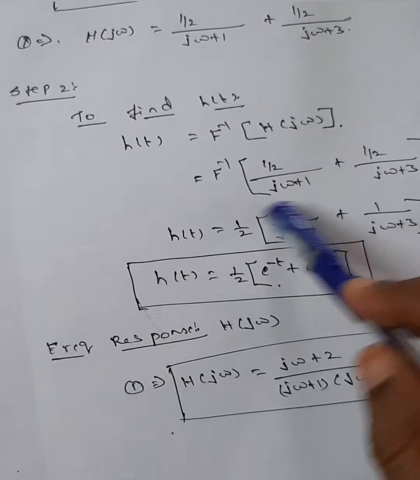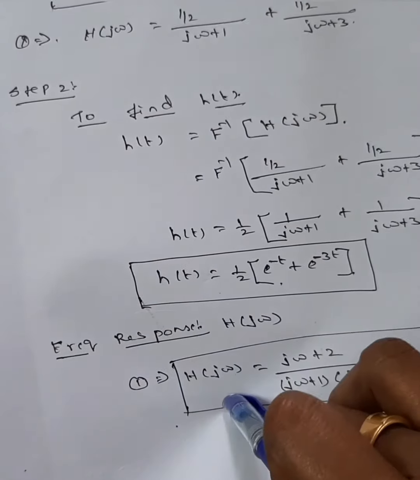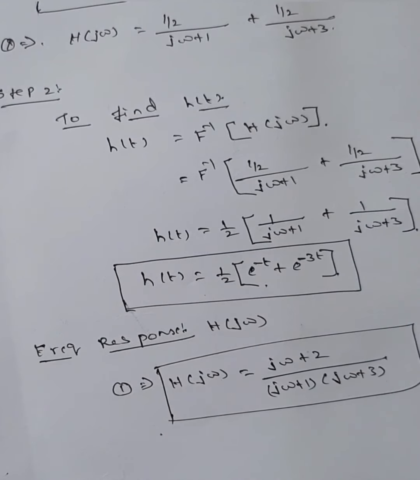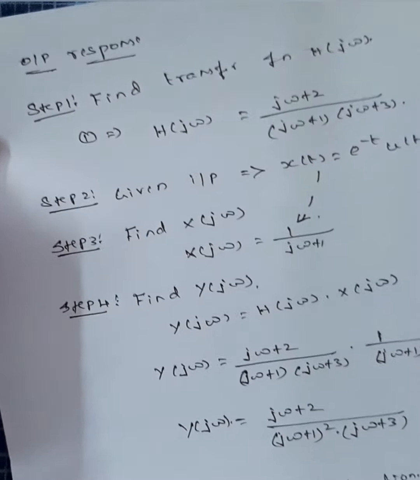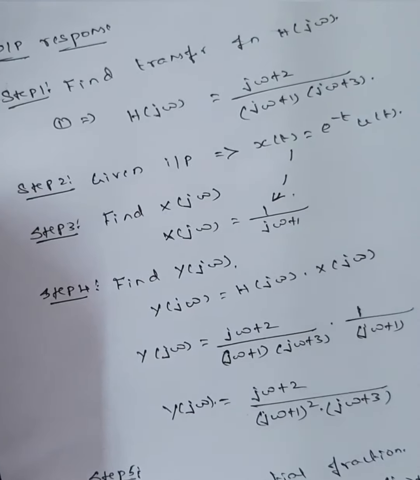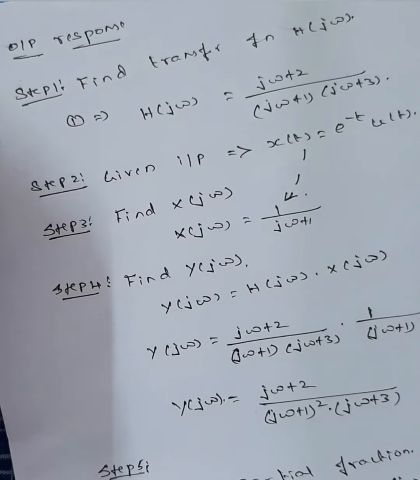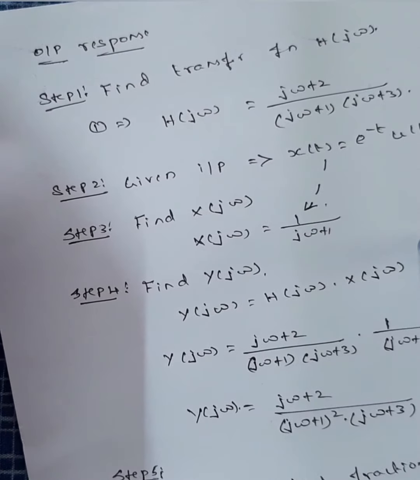So first they asked to find the impulse response h of t. Next they asked to find the frequency response h of j omega. So we have found two parameters. In the next step you want to find the output response. What is the output response? y of t. So in order to find y of t, you first need to find y of j omega.